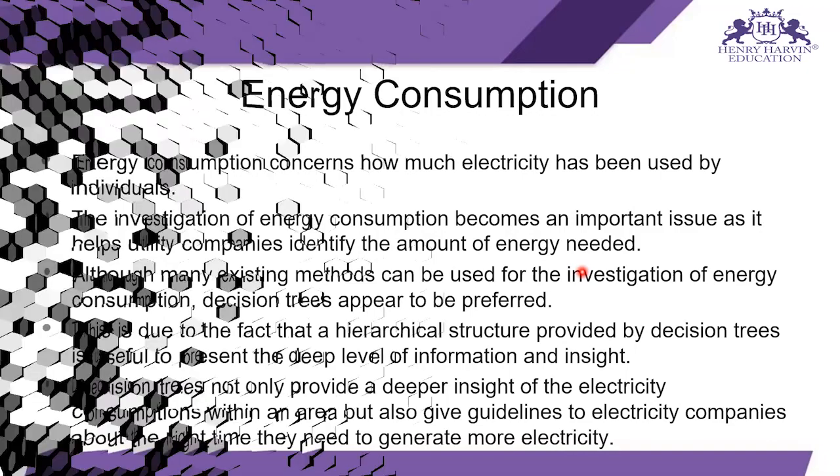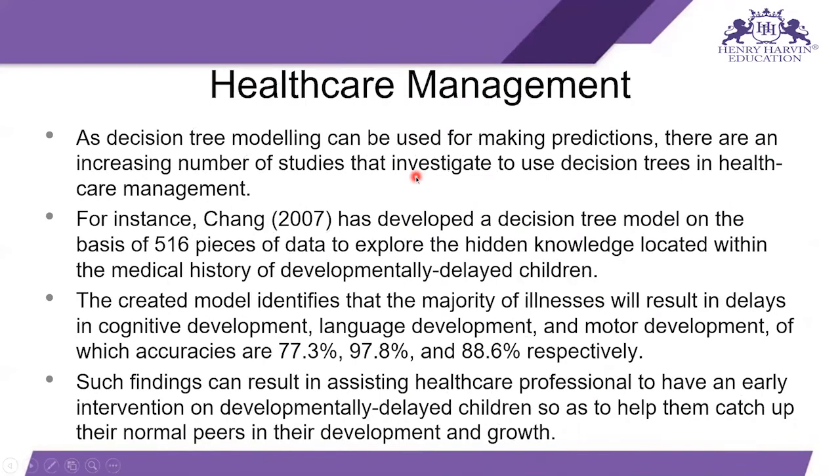And next is healthcare management. As decision tree modeling can be used for making predictions, there are an increasing number of studies that investigate using decision trees in healthcare management. This decision tree is also useful in healthcare management for making predictions. As decision tree is used to make predictions, that's why this is also useful.